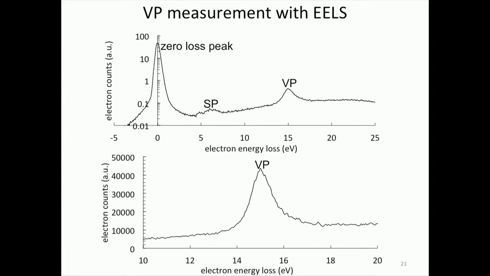Furthermore, let's talk now more about the volume plasma modes in these structures. Here again, I show you the EELS spectrum, electron count as a function of electron energy loss. Here's the volume plasma at 15 eV, and here's the volume plasma image in the linear scale, again at 15 eV.